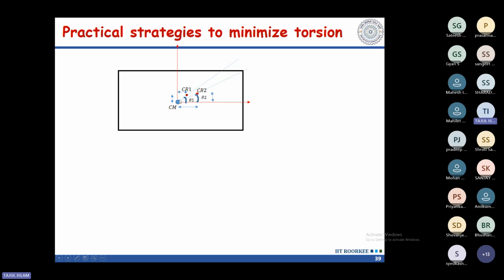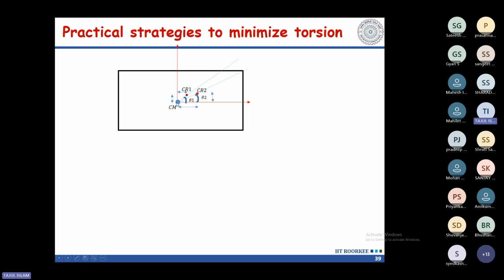So in the improved structure, when I have done the improvement, let's say my center of rigidity is here. So you can see the eccentricity has in fact increased. And if you see, the X eccentricity of the improved structure is more than double compared to the X eccentricity of the original structure. Similarly, the eccentricity in Y direction is also higher for the improved structure.